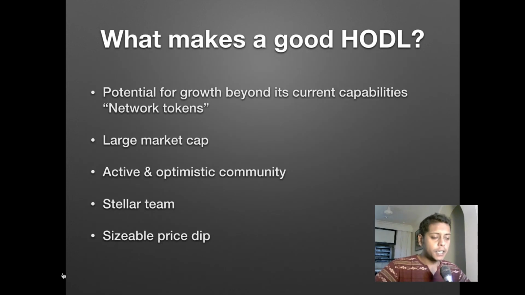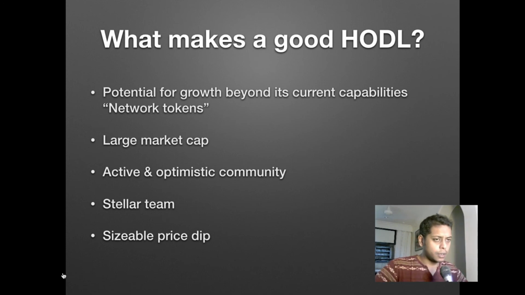So, to continue with the question I got from Sunny on Twitter, what makes a good coin to hold? You might see I've written HODL. HODL is the technical term, not really technical, but it's a term in the crypto community. Like all good things, it started out as a mistake. It was supposed to be hold, but then we've abbreviated it. It now stands for hold on for dear life.